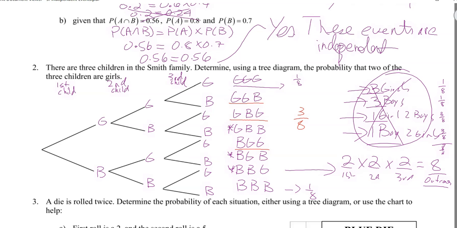Okay? Each of these individual probabilities, right, is one of the 8 outcomes. So the probability of having 2 girls, then a boy as the youngest is 1 out of 8. Probability of having the boy as the middle child is 1 out of 8. Probability of having the boy as the eldest child is 1 out of 8. Okay, so each of these specific outcomes has a probability of 1 out of 8.